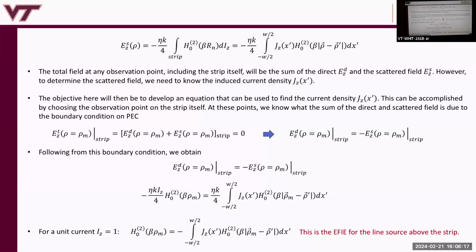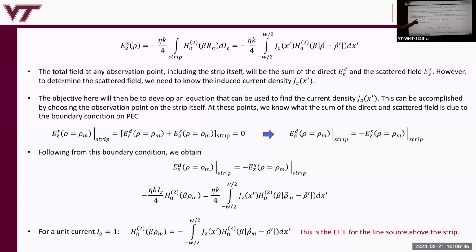All right, so the scattered field is repeated here. The total field at any observation point, including the strip itself, will be the sum of the direct and the scattered field. Incident plus scattered is total, right? However, to determine the scattered field, we need to know what the induced current density is, obviously. So the objective here will be to develop the integral equation to find the current density Jz. I realize this is a review of what we did last time, but we need to see it once or twice, right?